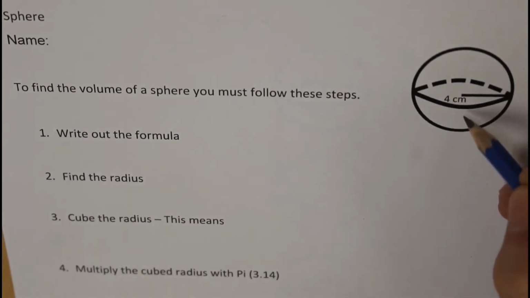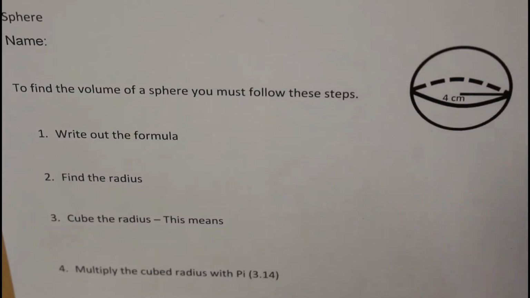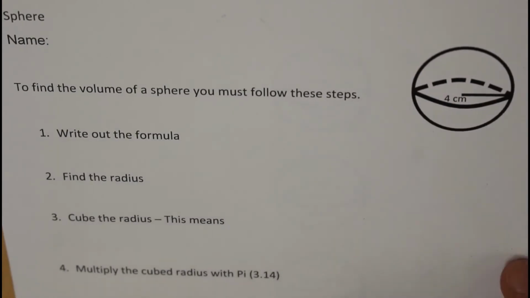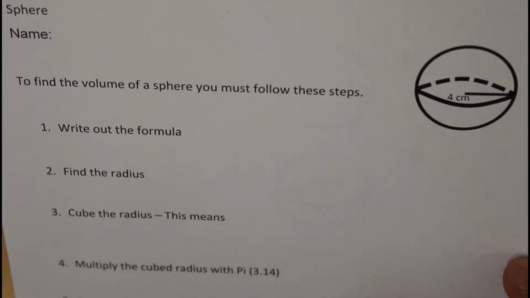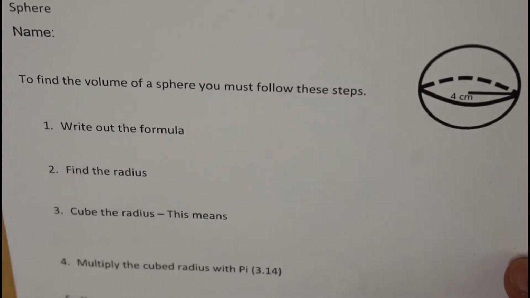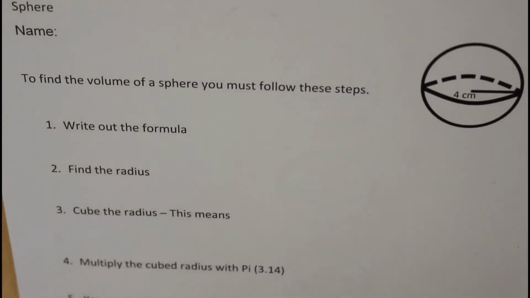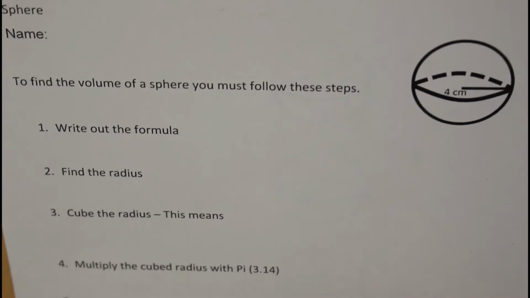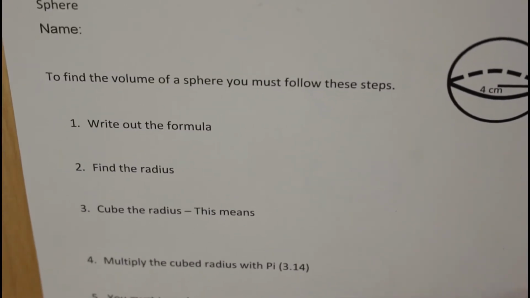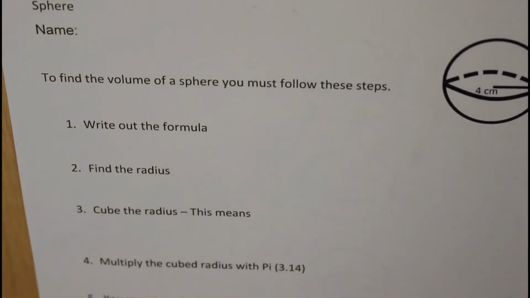We've got the radius right there. We've got kind of the circumference going around there. You can see it doesn't quite fit onto a nice piece of paper because it's a round 3D object, but this is what we're going to be looking at. All right, so right here we have the steps. It's a teeny bit different from before, but let's dive into it. So to find the volume of a sphere, you must follow these steps.